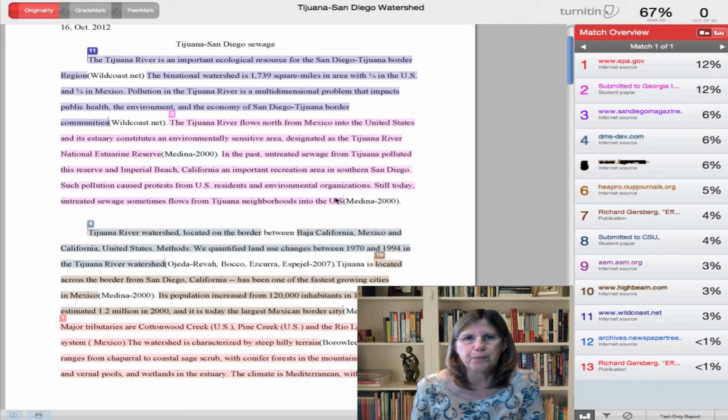And so we're going to look at another paper now in which a student used quotation marks, but the paper still is problematic.